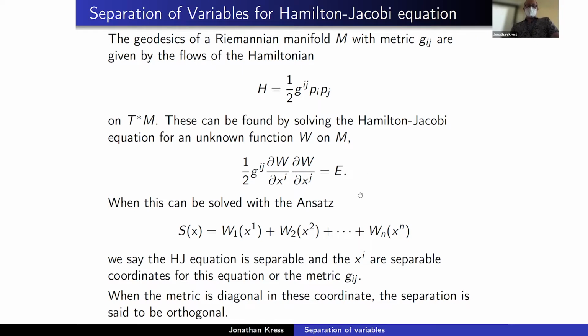And perhaps this can be solved, with a bit of good luck, if the solution has this nice form, the sum of n functions, each depending on just one variable. So this is an n-dimensional formula. And if that's possible, we say the Hamilton-Jacobi equation is separable, and the x_i are separable coordinates for this equation or this metric. Usually the terminology is, people say the metric is separable, the coordinates are separable, whatever, but it's the Hamilton-Jacobi equation that is separable here.